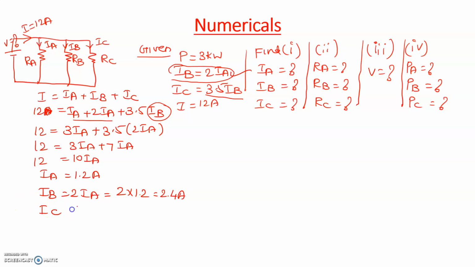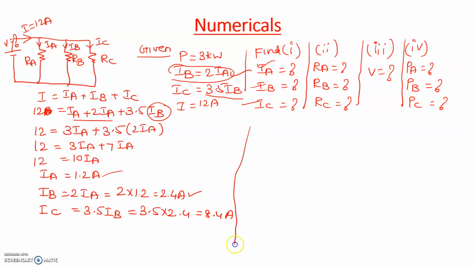And what about IC? IC is equal to 3.5 times IB. IB is 2.4 amperes, so this will be 8.4 amperes. So we have calculated the values of the currents: IA is 1.2 amperes, IB is 2.4 amperes, and IC is equal to 8.4 amperes.